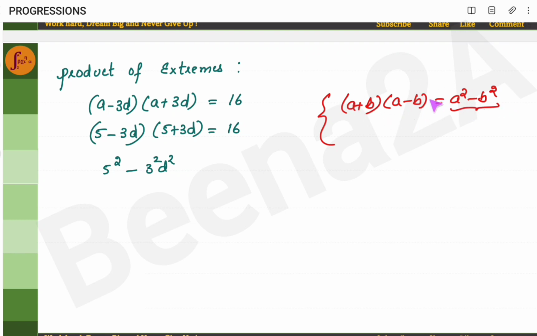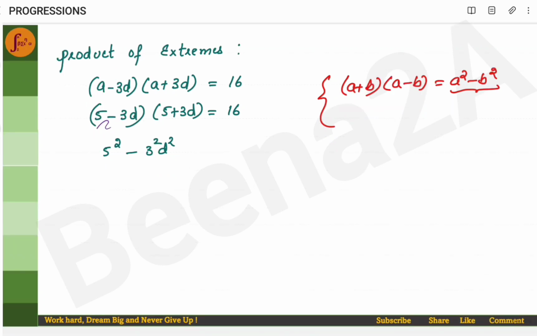So instead of always multiplying, it's better to remember the formula. Here you observe, you have 5 minus 3d. This is like (a minus b) into (a plus b), of this particular format. So I can write this as a square minus b square. What is a? A is 5 here and b is 3d. So I can write this as 5 square minus (3d) the whole square, because it's b square. Instead of b, we have 3d.